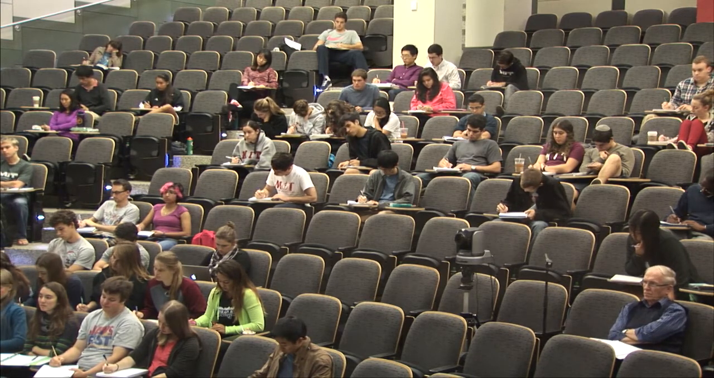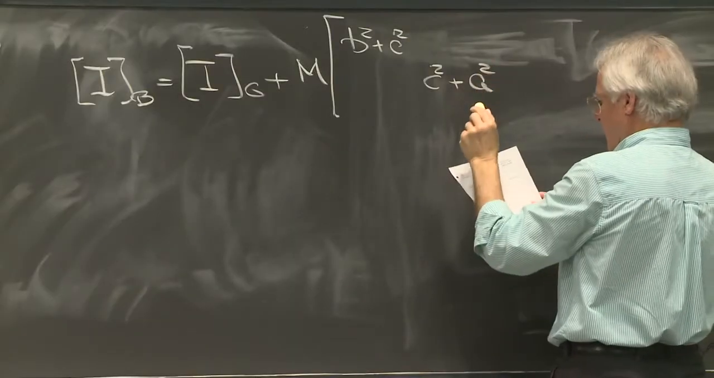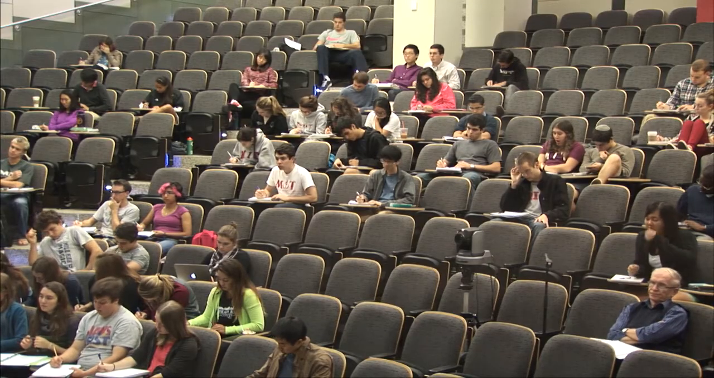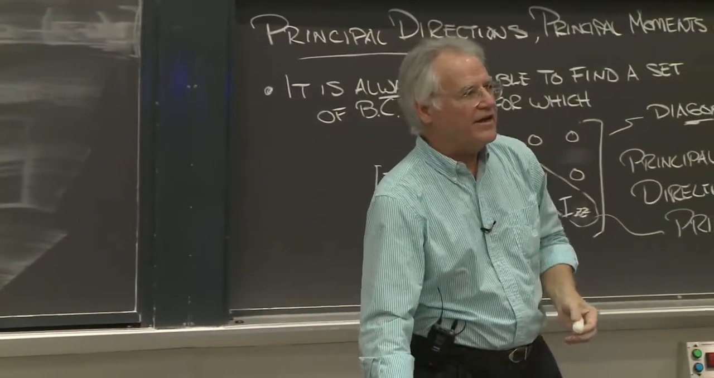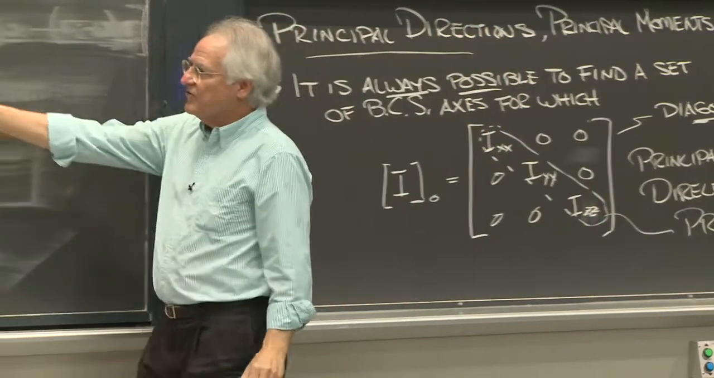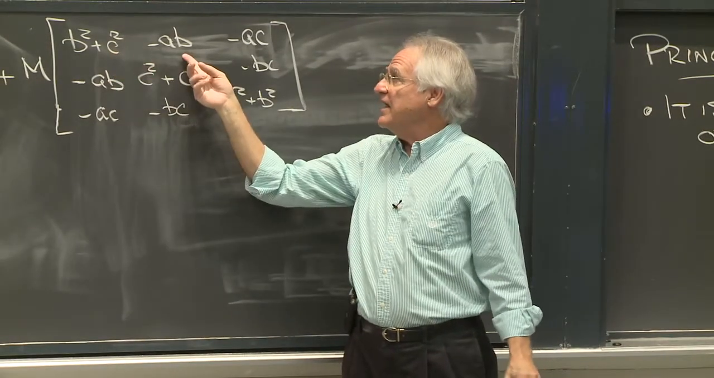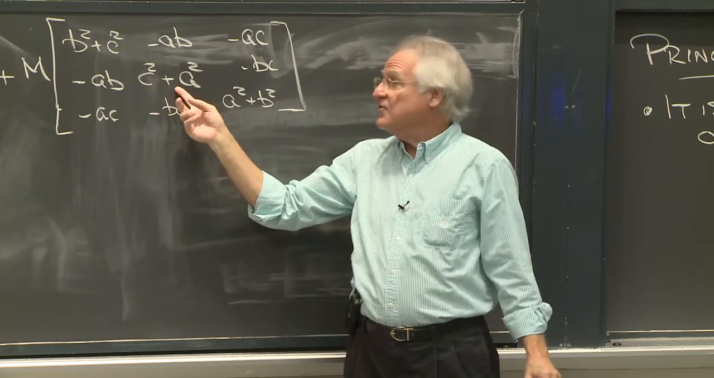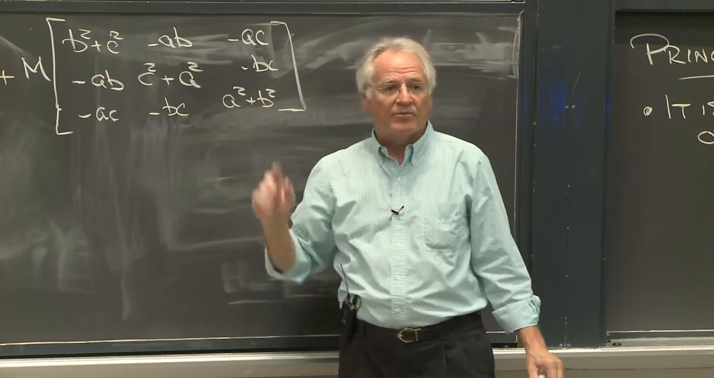I'm going to give you the answer first and tell you what it means, and then ask you to use it. Okay, here we go. Now let me see if I can get this straight. How about it, Larry, up there? You read that? Yep. Very good. Okay, just to be clear, this reads b squared plus c squared minus ab minus ac minus ab, c squared plus a squared minus bc minus ac minus bc, a squared plus b squared.